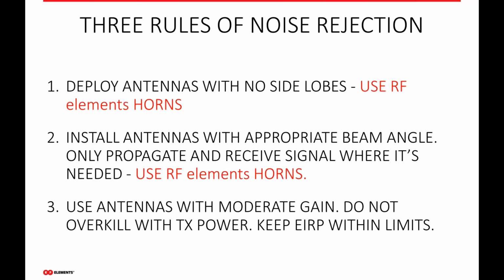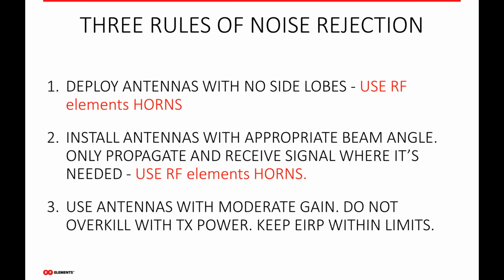So if we look at wrapping up the three main rules for noise rejection, again, it's really deploying antennas with no side lobes, right? The smaller the side lobes, the more non-existent the side lobes are, the better your network is going to operate, right? It's really going to perform at its maximum capabilities when you reduce all these receptors of noise and things that interfere. So using RF Elements horns is clearly the way to go to eliminate that issue.